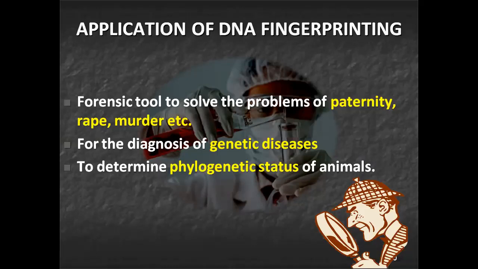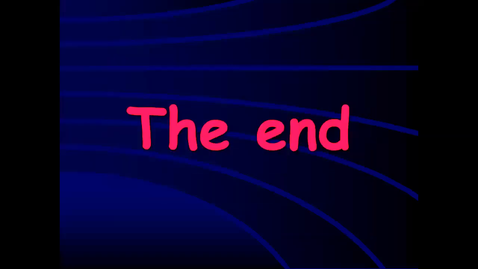What I said to you is that you may not get the complete repetitive sequences from your mother and father, but whatever they have, some of them you'll get, and you have additional ones again. With that we can say whether they are parents or not. It is also helpful for the diagnosis of genetic diseases and to determine the phylogenetic status of animals. These are the advantages of DNA fingerprinting that we can see.